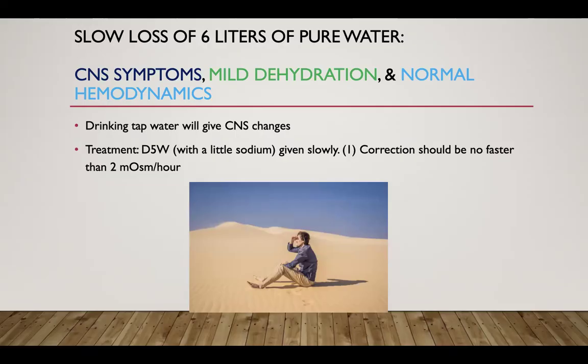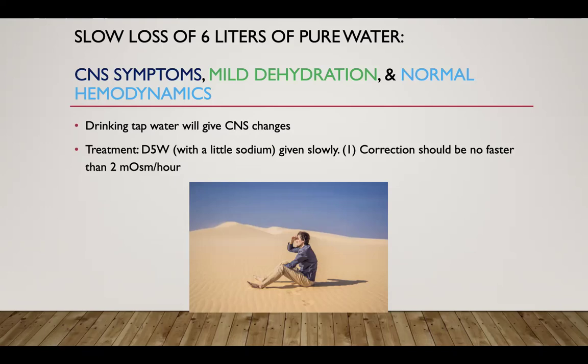So if you remember the principle of if you have pure water loss or gain, it's messing with your cells, also meaning your central nervous system. So you will have CNS symptoms because you're losing so much fluid. You're going to have that mild dehydration.